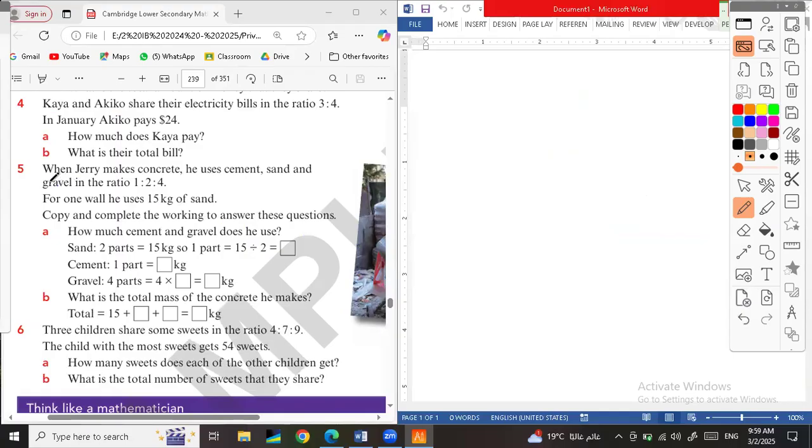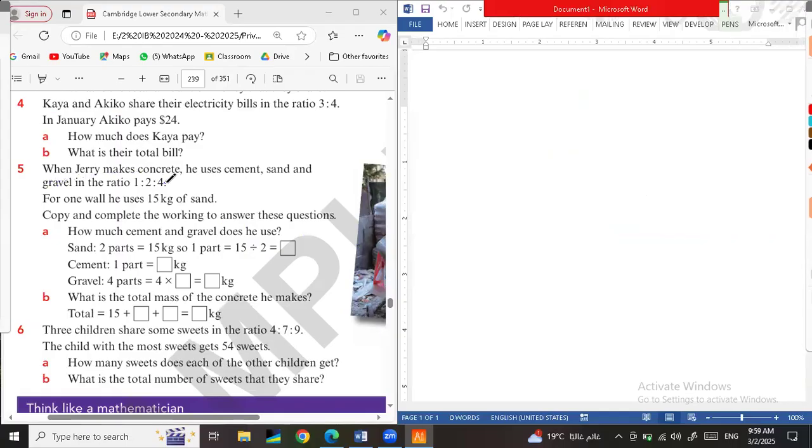The next question says, when Jerry makes concrete, he uses cement, sand, and gravel in the ratio 1 to 2 to 4. For one wall, he uses 15 kilograms of sand. So copy and complete the working.